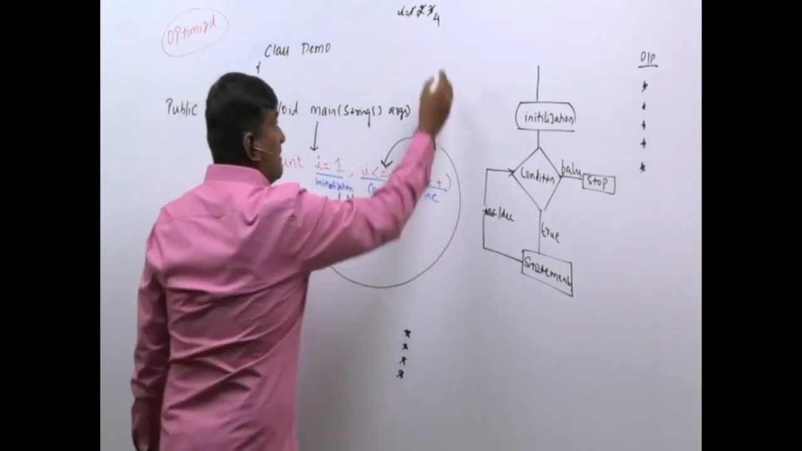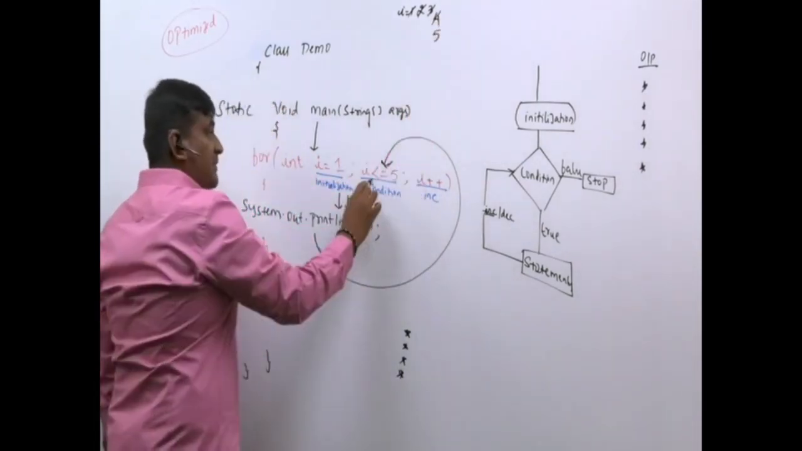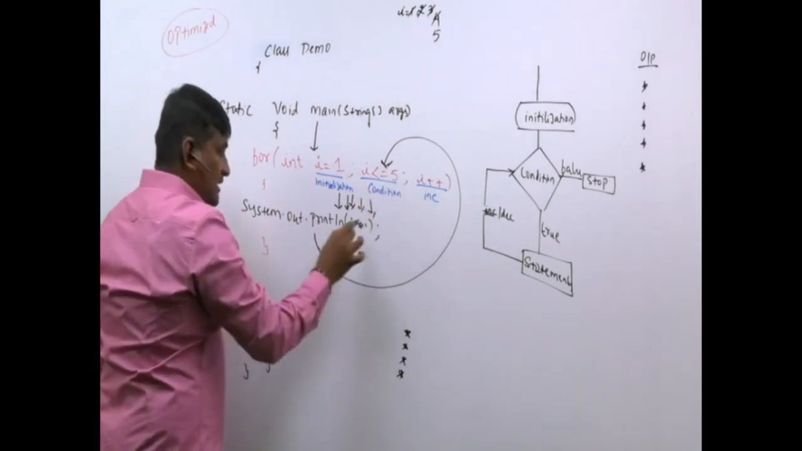Before checking the condition, you should increment. From 4 it will become what? 5. Is 5 less than or equal to 5? Yes. Come inside. So print the star.